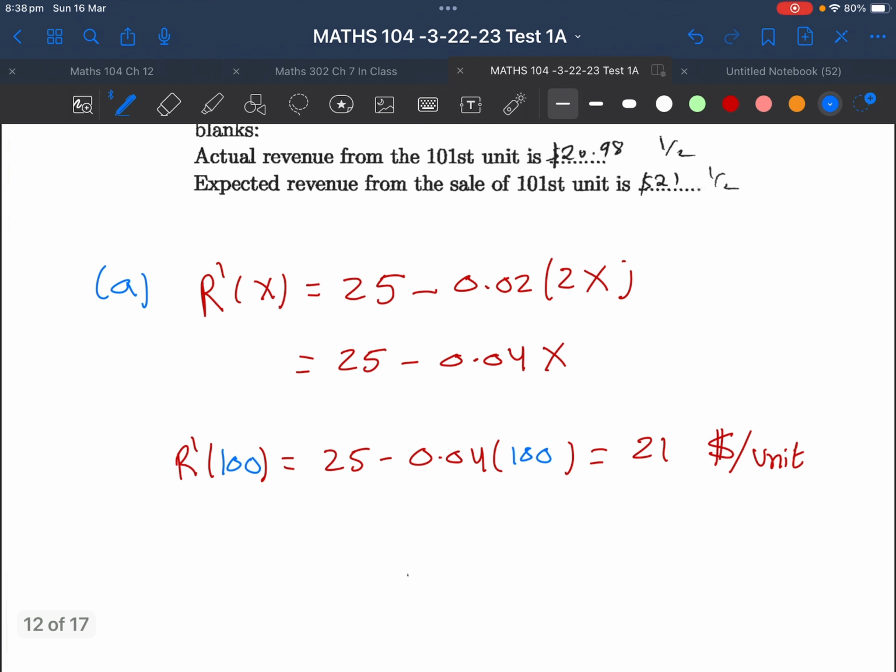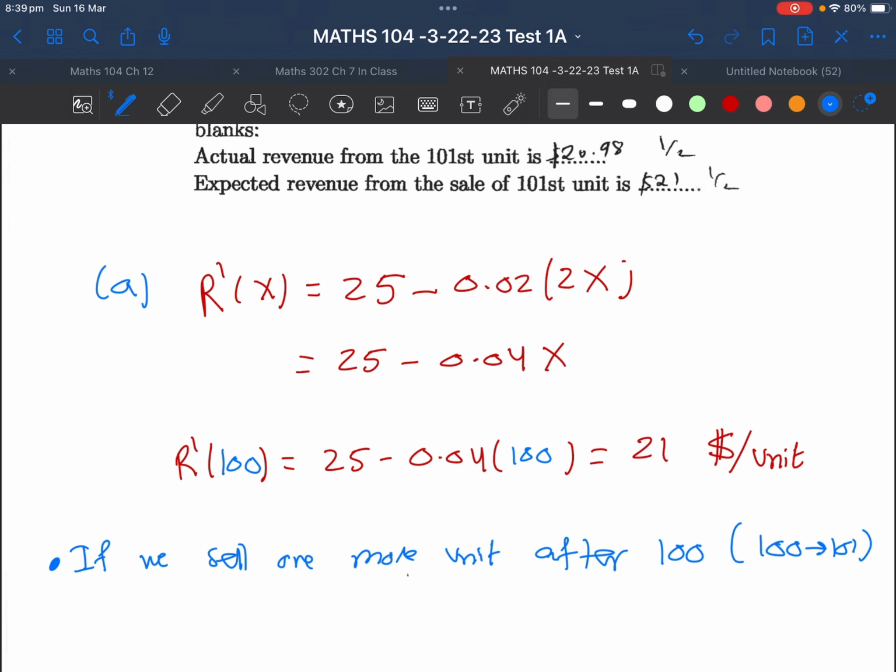What this means is if we sell one more unit after 100, which means basically if we go from 100 to 101 units, the revenue is expected to increase by $21. That's the expectation for the revenue. So that's what we will get.